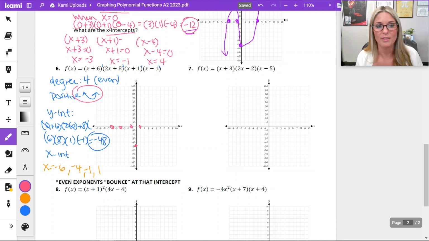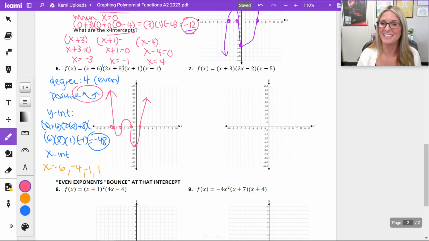We also know that our polynomial is an even positive, so both arrows are up. Let's try our best to connect here. We're going through that negative 6, through the negative 4, through the negative 1, drop down to that y-intercept, and shoot back up for your final leg of your polynomial.